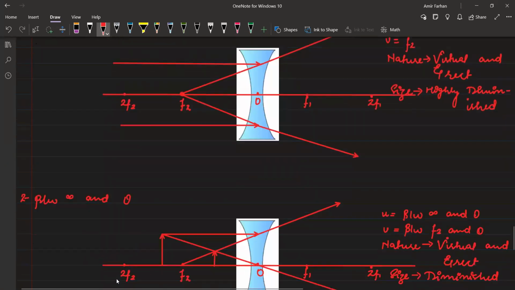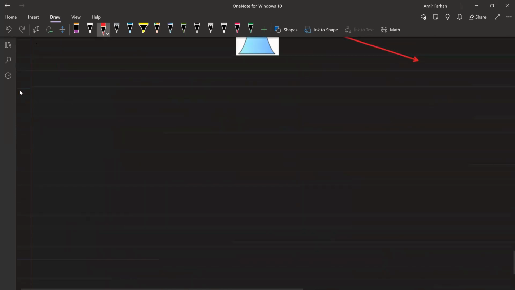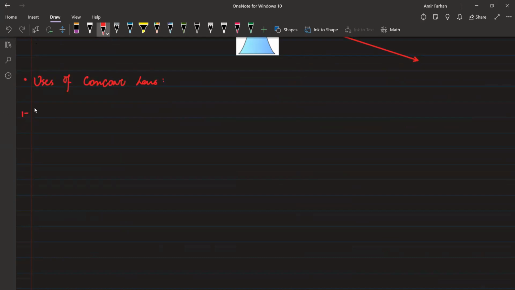So let's do the use cases of the concave lenses. The first case is that the concave lens is used to correct the eye defect called myopia. Persons who are not able to see distant objects, meaning far objects, use a concave lens to correct their vision.